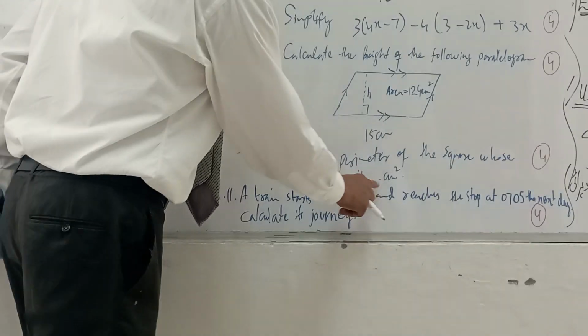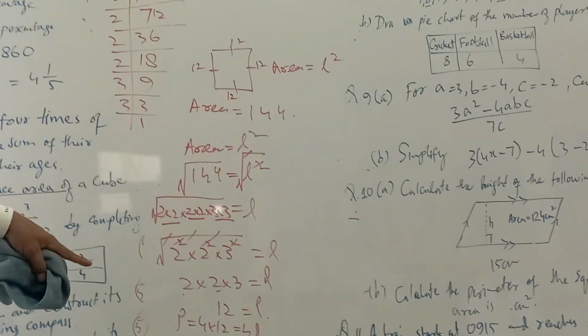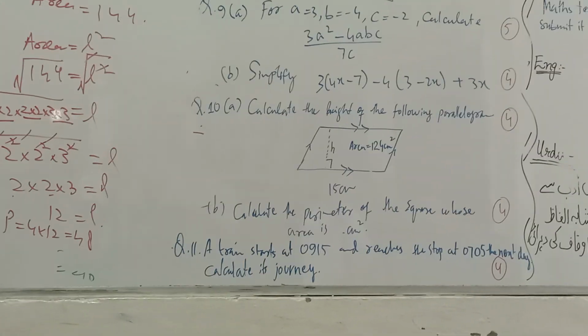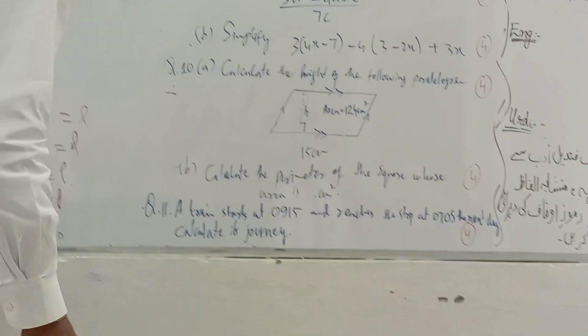The area was 144 in the question. So now we have found the length. Clear now? Now the last question is about time.